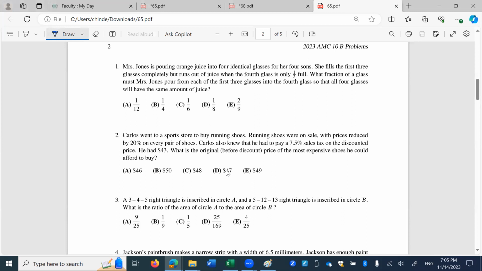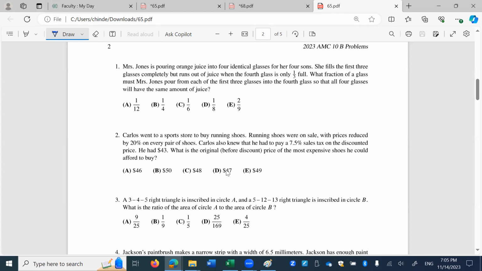Question one. We have orange juice in 4 glasses. 3 glasses are full, and 1 glass is 1/3 full. If we want to pour juice from the full glasses into the not full glass so that all 4 glasses have the same amount, how much should we pour?